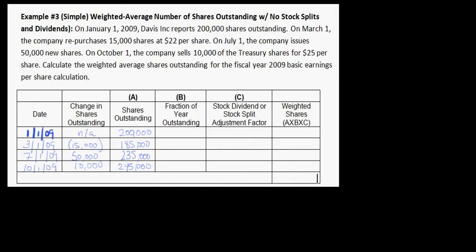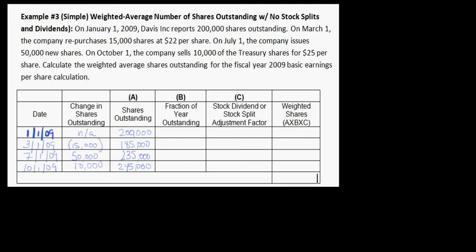Now the way a weighting scheme works is you're going to have A times B times column C equal the weighted average shares. So that's detailed over here in the last column. But this table will do all the heavy lifting for you if you put in the correct information. And right now we've completed our column A. Now we have to do probably the most important part, the fraction of years outstanding.